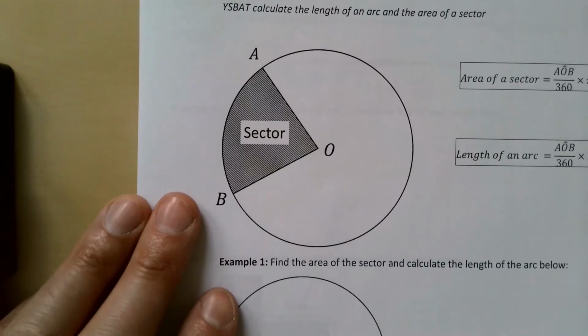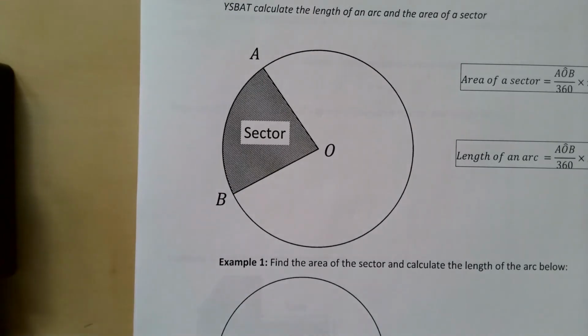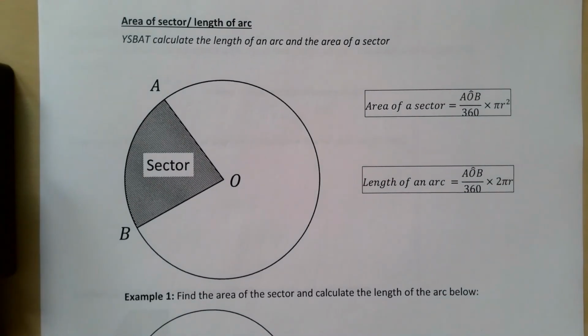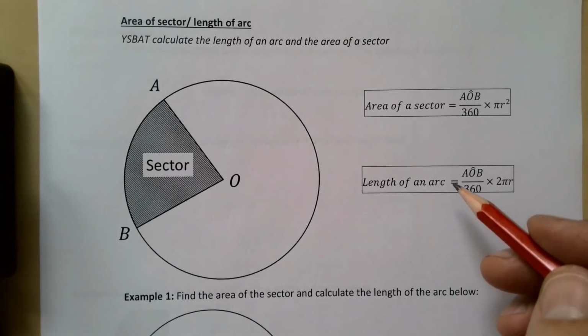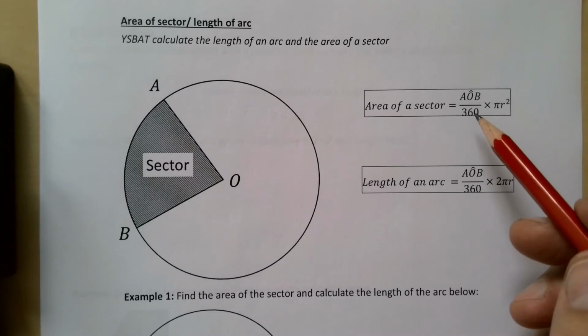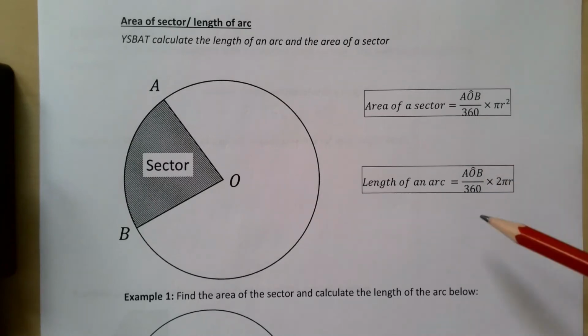I'll give you a look at the next bit. So area of sector and length of arc, and the two formulas are there. So we could do this a couple of different ways. We can use our formula, or we can rearrange it and just try and work it out ourselves. So let's see, find the area of the sector and calculate the length of the arc below.